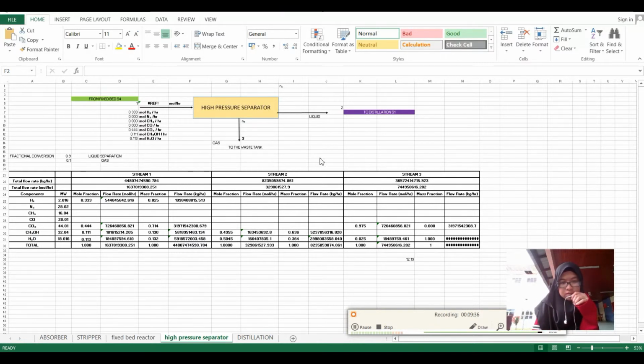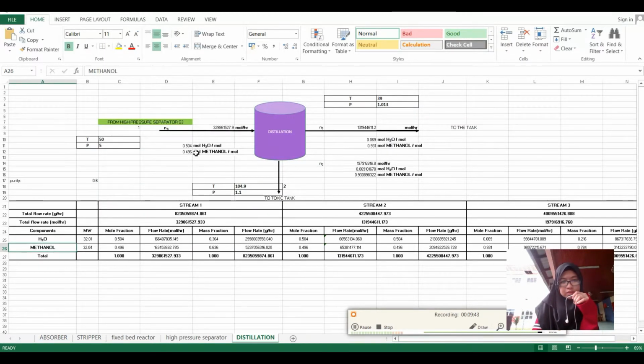Okay, next we go to the distillation column. We just separate the methanol and H2O, so we get the pure water, and we get the production of methanol, which is 0.931 mole.